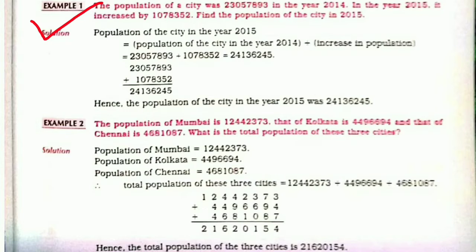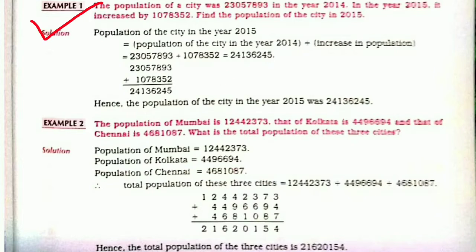Now, the population of the city in the year 2015 is the population of the city in the year 2014 plus the increased population. So we will add these two numbers, and then the population in 2015 will come.